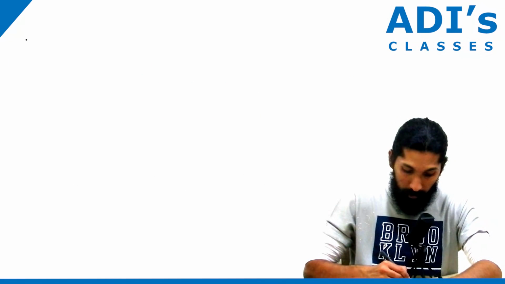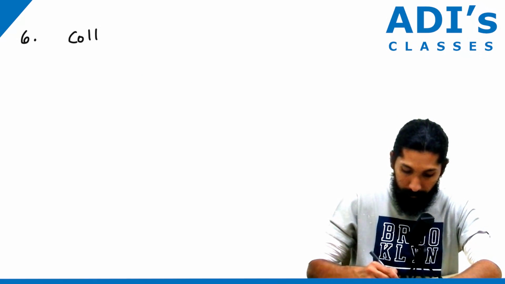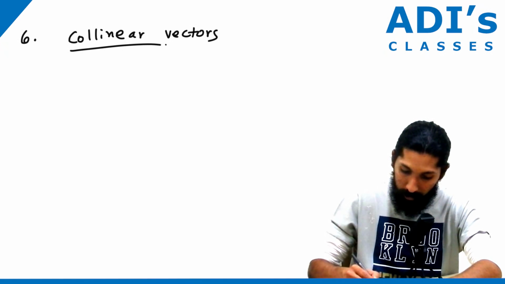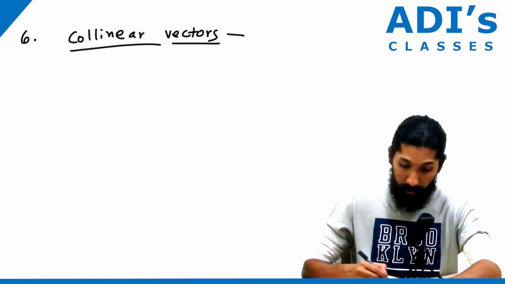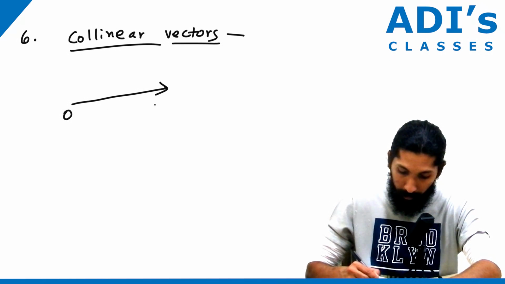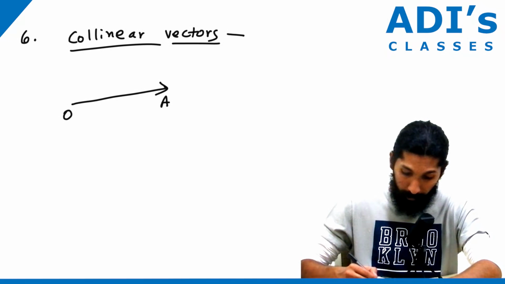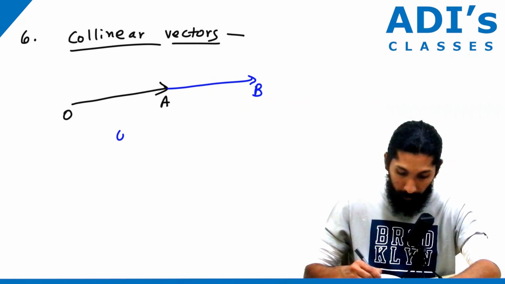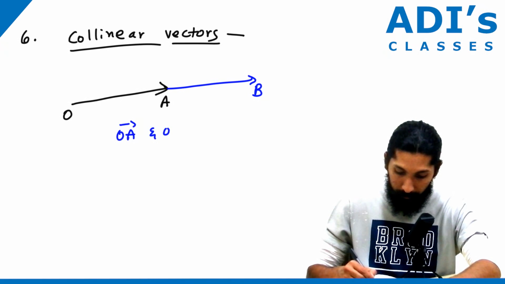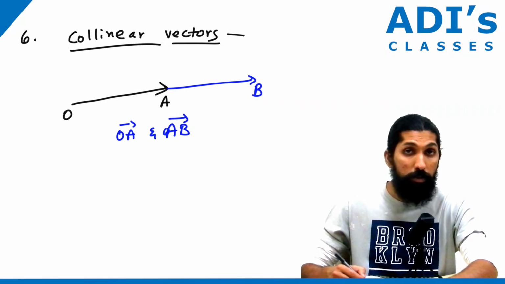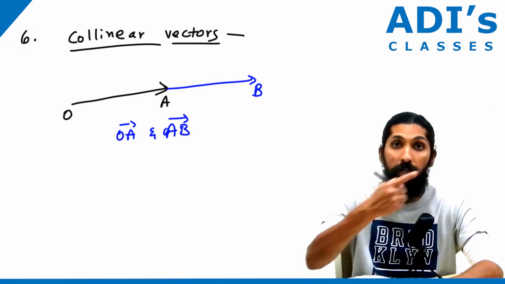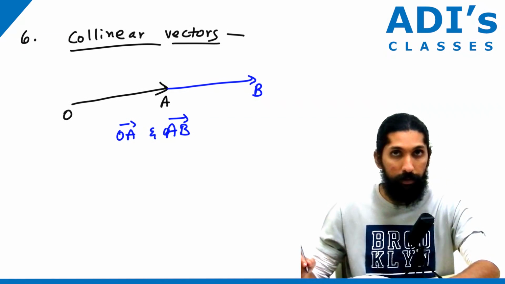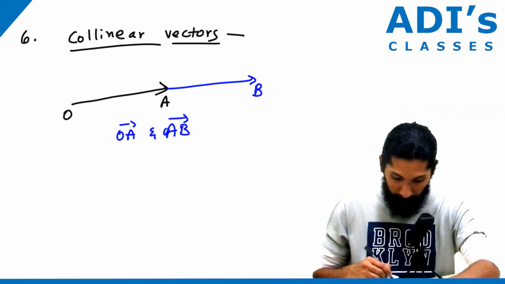Collinear vectors. When we talk about collinear vectors, assume that there is a vector here, OA. Say there is one more vector which starts like this. This is AB. See this here, OA and AB. These two are collinear. They are on the same line. They are called collinear vectors. Clear? The next type of vector, they are equal vectors.